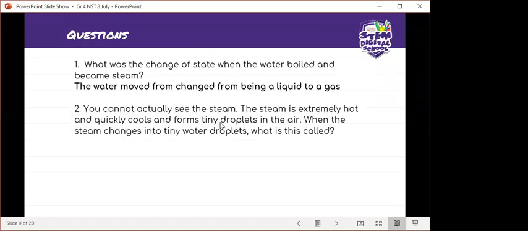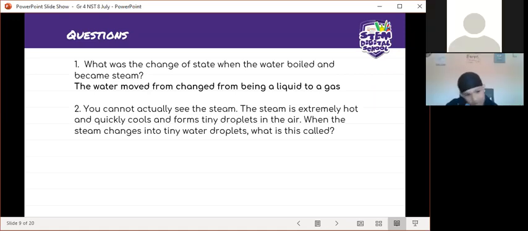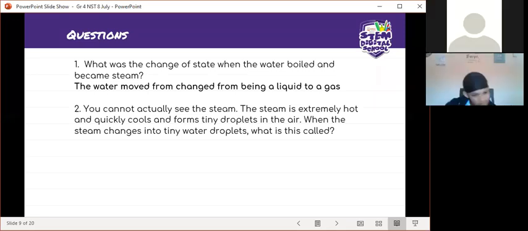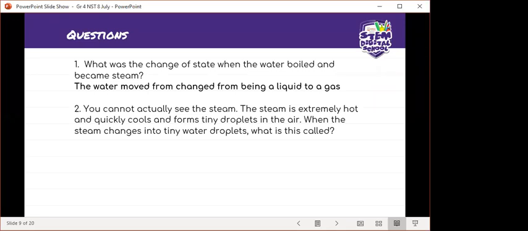Okay, next question. You cannot actually see the steam, right? But in some cases, guys, you can see steam, but the steam is extremely hot and quickly cools and forms tiny droplets in the air. When steam changes into tiny water droplets, what is this called? So you guys can use the group chat to send through your answers.